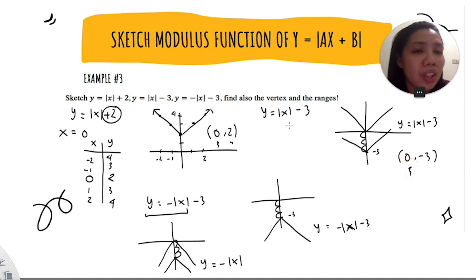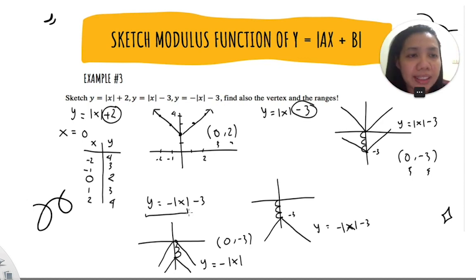Now for the y coordinate, the y coordinate of the vertex you can see from the number after the absolute. In here you have minus 3. So the y coordinate of the vertex is minus 3. So the vertex is 0, minus 3. The x coordinate of the vertex you can see from the expression inside here, x minus 0, and the number after the absolute is minus 3, so the y coordinate of the vertex is minus 3. So the vertex is 0, minus 3.